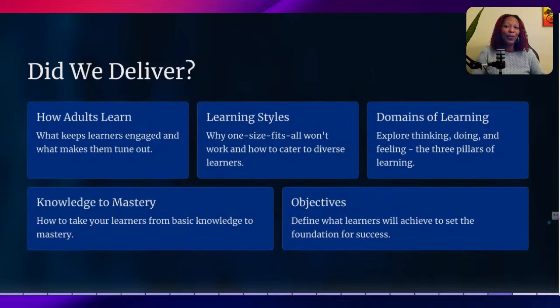So before we wrap up, I'm going to talk about what it is that we said we wanted to accomplish. What we really wanted to do was make sure that if you've never built a course before, but you know that you have knowledge, you have expertise, you have talent that you want to package up and sell, I want you to understand how adults learn. And when you know that, you'll know what keeps them engaged and what's going to make them tune out in your course. We also wanted to make sure you understood about learning styles.